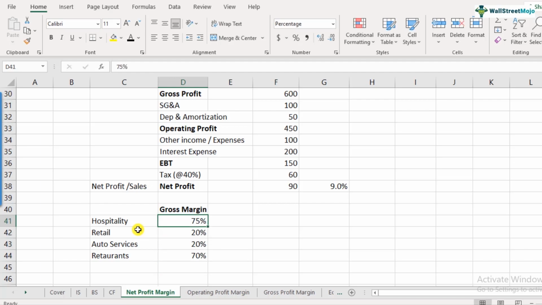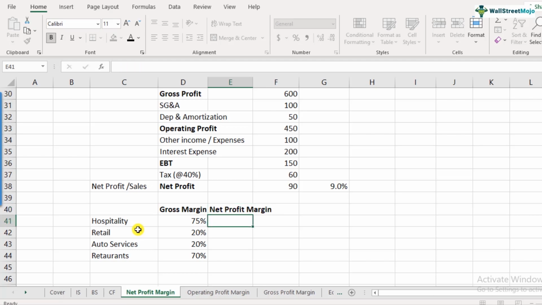Now, let's see how the net profit margins look. Okay, so hospitality on one side, on the gross basis, they were generating 75%. But on a net basis, if you look, they are hardly able to generate around 8%. Okay, so that's a very drastic difference between how much gross margin is and how much net profit margin is. This is primarily because in hospitality, if you look, lots of costs are spread across spending in hotels, right?